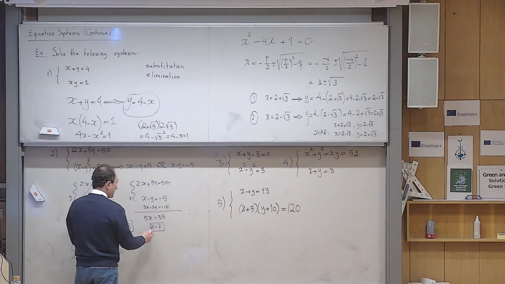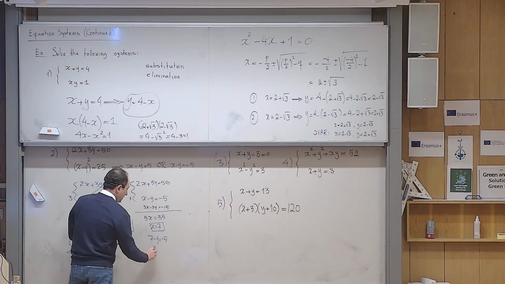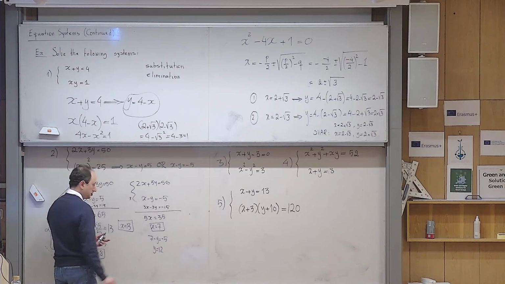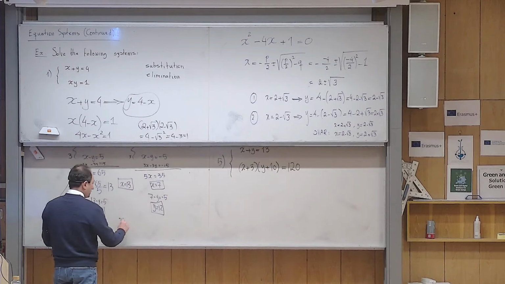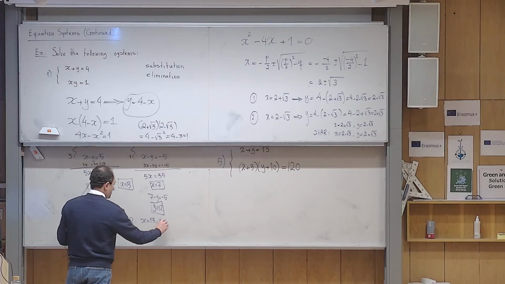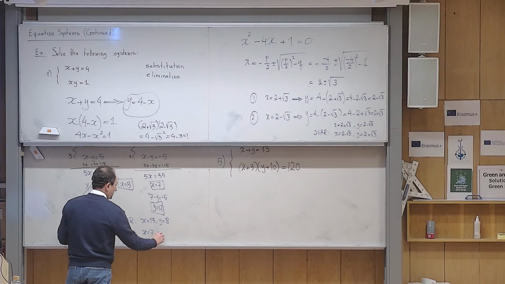If x is 7, I put it back here. So 7 minus y is minus y. So y becomes 12. And then when you want to write the answer, how many answers did we get? How many? 2. One of them is x 13, y is 8. The other one is x 7, y is 12.